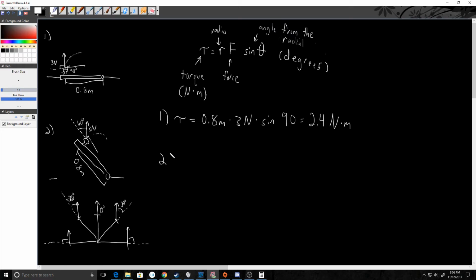So then let's look at situation number 2. All right, so the door's opened quite a bit now. I'm still applying that 3 newtons of force, straight out. I'm not applying it in the direction the door is moving. I'm just pulling straight towards me. Now my angle from the radial is 60 degrees, okay? So I'm looking for torque again. That doorknob still hasn't changed. It's 0.8 meters, 3 newtons. Now in this case, I'm taking the sine of 60.